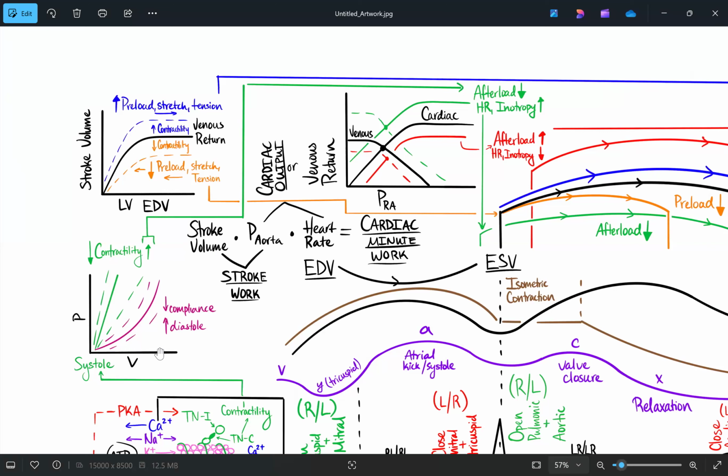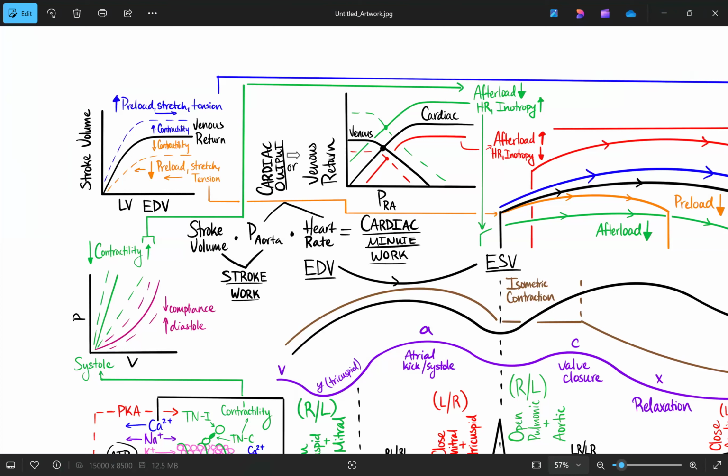Next, before I talk about the volume loop, I'm going to talk about cardiac output and venous return. In that graph, sorry for anyone that's green colorblind, the graph with the venous and the cardiac lines, those are the lines of your venous return and your cardiac output. The point where they meet is basically your working pressure, with the x-axis being your right atrial pressure.